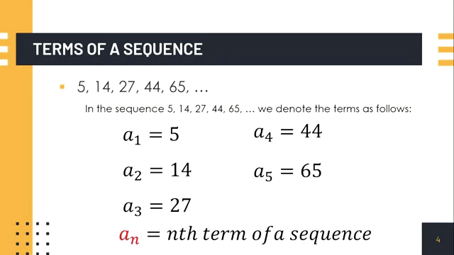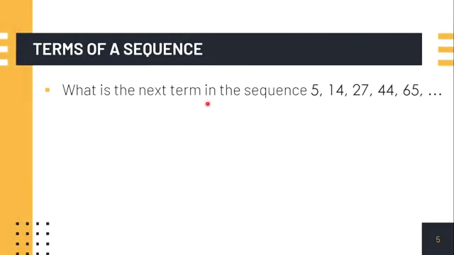Now, as you can see, we have 3 dots here. It indicates that the sequence continues beyond 65. What is the next term in the sequence 5, 14, 27, 44, and 65?